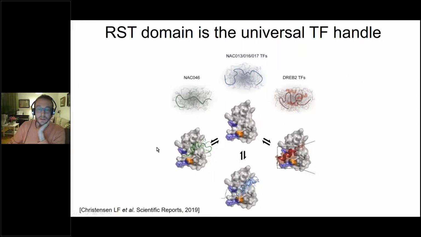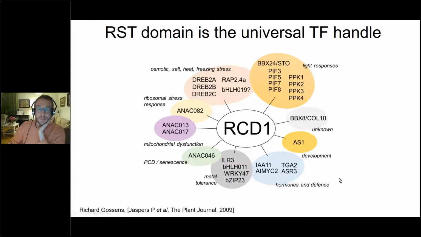Our colleagues in the University of Copenhagen have studied this RST domain in detail, and they show that this is a universal transcription factor trap that can capture transcription factors of different classes. And indeed, in the yeast two-hybrid assays, we see that RCD1 binds not only these ANAC transcription factors that I described to you, but also transcription factors implicated in the heat stress, in salt stress, in light responses, in development, hormonal signaling, and so forth. This makes this RCD1 protein a versatile component of regulating many different signaling pathways.